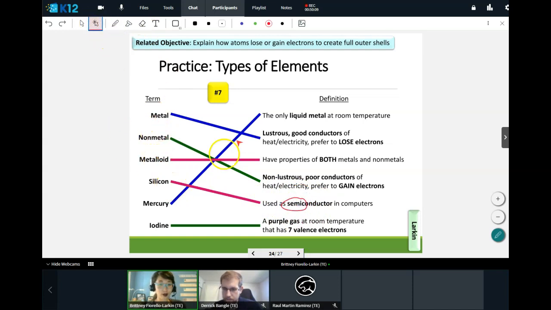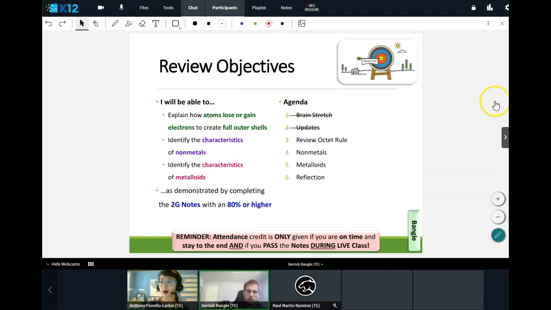Mercury is our only liquid metal at room temperature, and that leaves behind iodine. Iodine is our example of a nonmetal. It is a purple gas at room temperature that has 7 valence electrons, so it just needs to gain 1 more, which is how we define nonmetals as gaining electrons. This is number 7. Please raise your hand for number 7. You have 40 seconds to get that done, and then we're going to go ahead and wrap up.